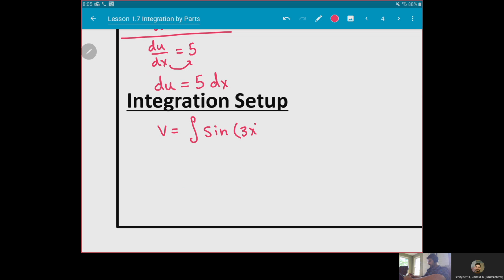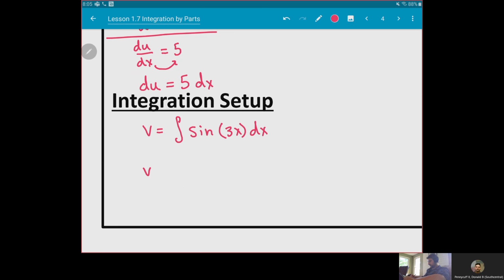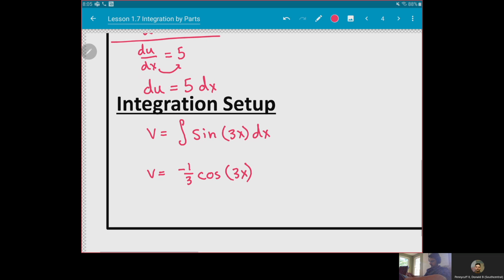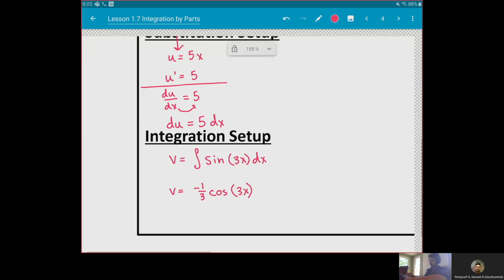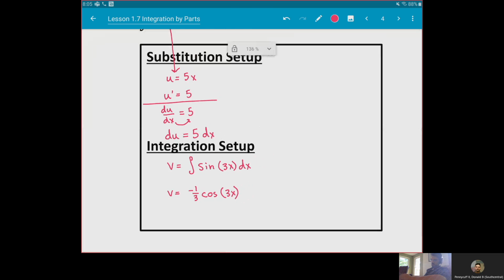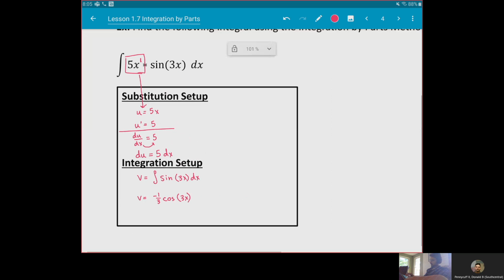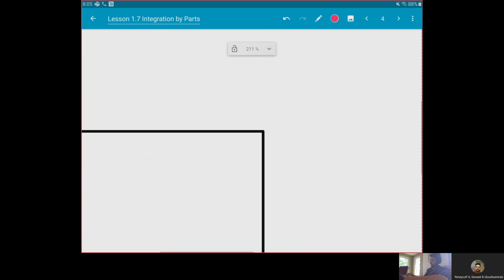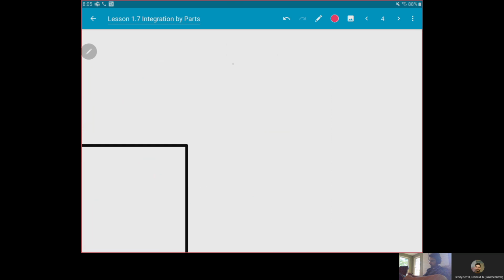If we look at the integral table, that answer is going to be negative 1/3 cosine 3x. Okay. Now remember, we do not need our plus c right now. So that gives us our u and our du and our v. Remember, we need 3 things with integration by parts. With substitution method, we only needed 2. So here's what we have.